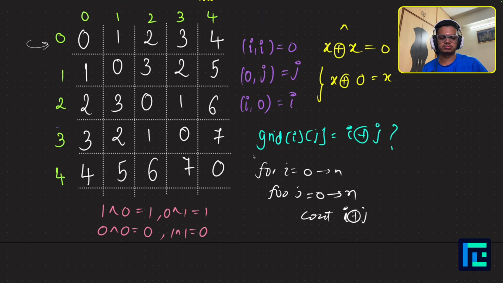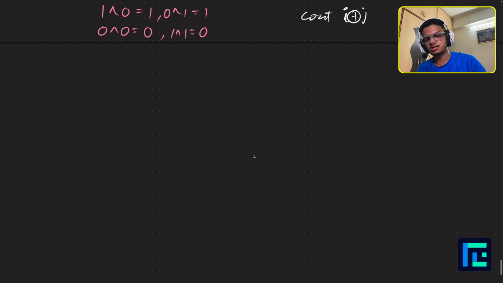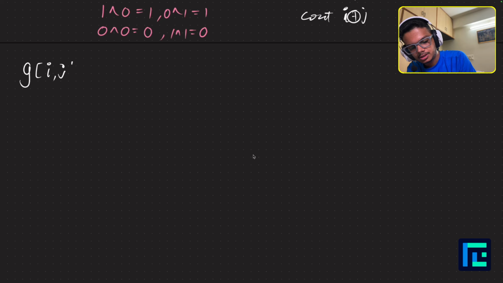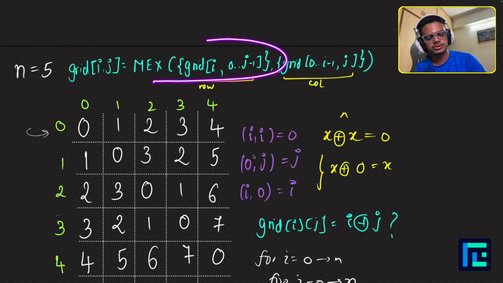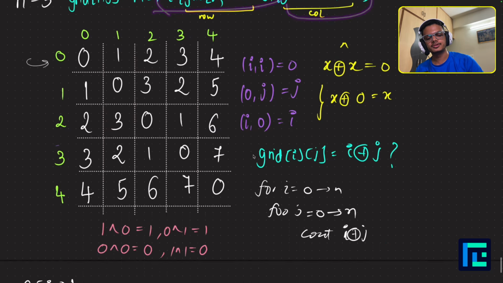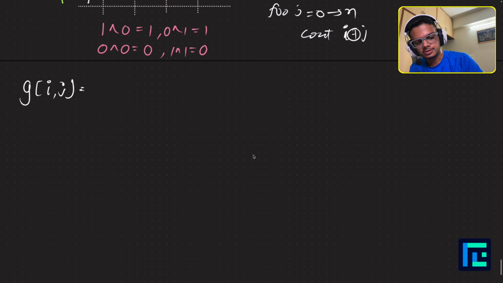But we have to prove, right? We have to prove that this is actually the case. Because by looking at this matrix, all the values here are definitely i XOR j, but we have to definitely prove it. So for now, let's just assume we are trying to prove it. What I'm trying to prove here is that grid of i j is actually equal to the max of all the values before it on the same row and all the values above it on the same column. In other words, I'm trying to prove this value is equal to i XOR j.